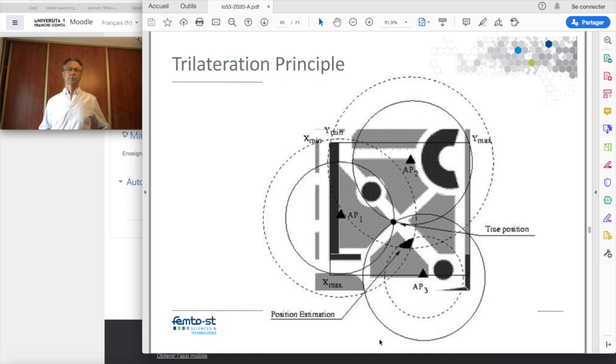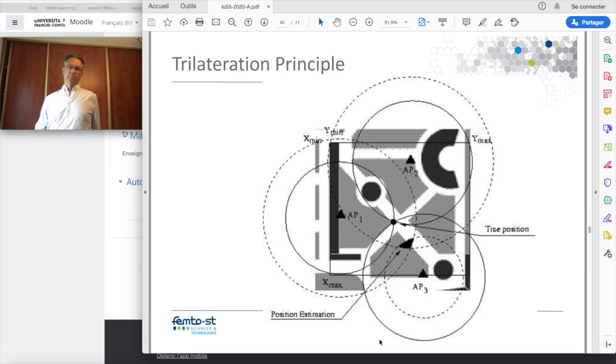So what is trilateration? Trilateration means that you have at least 3 access points on the plan, and you can define some distances between the mobile device and each access point. So the full circle is the real distance from the mobile device to any of the 3 access points, and there is only one point where the 3 circles cut in one point.